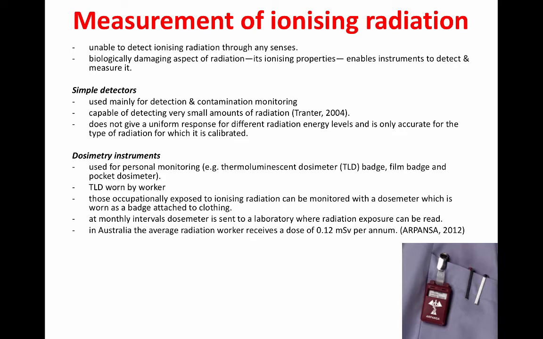Dosimetry instruments are used for personal monitoring, and the common one is the thermoluminescent dosimeter, usually known as the TLD, which is much easier to say. These are usually badges, film badges, and pocket dosimeters. The TLD and film badges are worn by the worker, and after a period of time or after a suspected exposure are sent to a radiation laboratory for determination of the amount of radiation energy which has been absorbed.